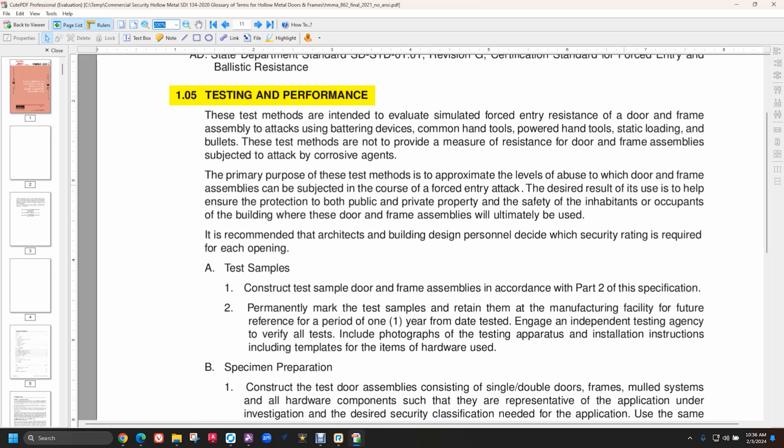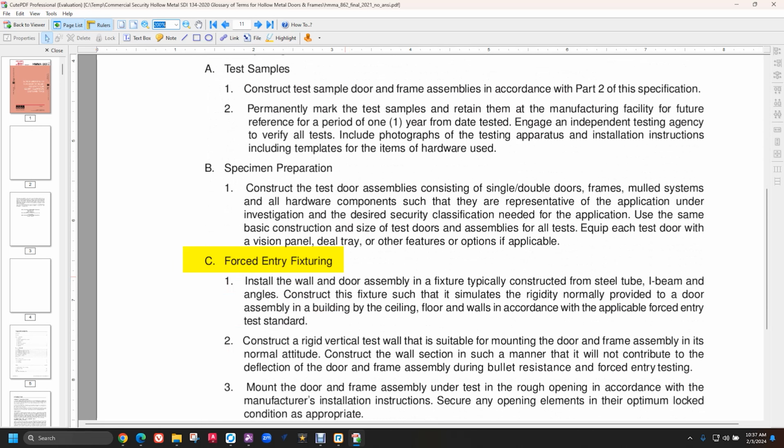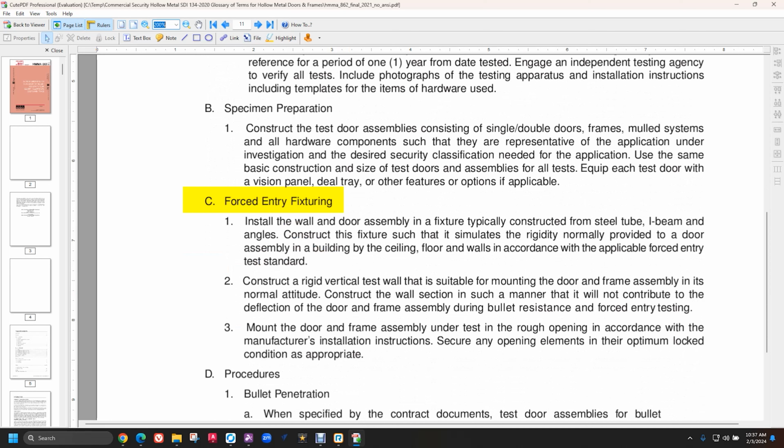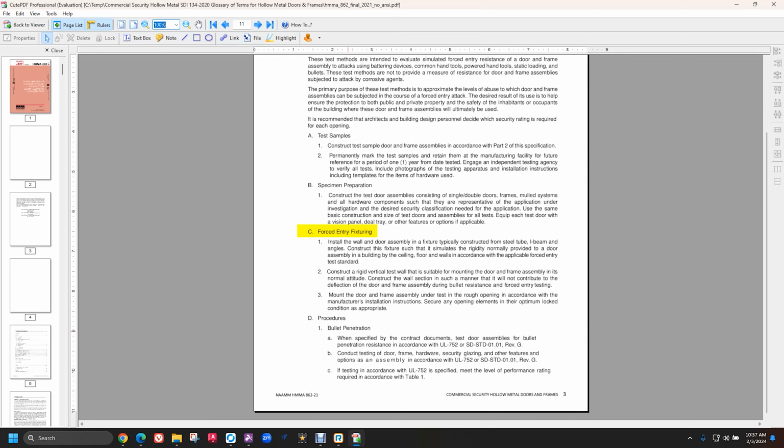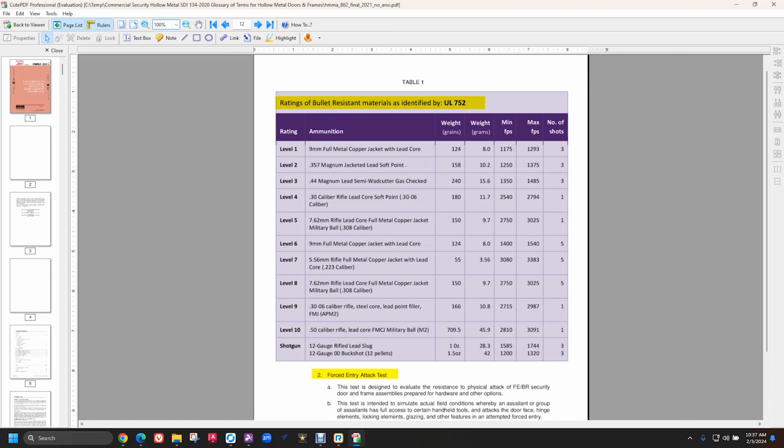The desired result of its use is to help ensure the protection of both public and private property and the safety of the inhabitants or occupants of the building where these door and frame assemblies will ultimately be used. Forced entry fixturing. This section here talks about literally how to set up the door and frame for testing. Bullet penetration. There's going to be a table here. Yeah, here it is. So they're literally talking about bullet resistance now in terms of the different levels.